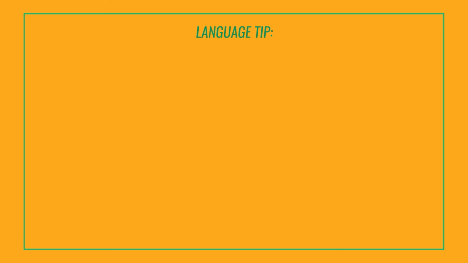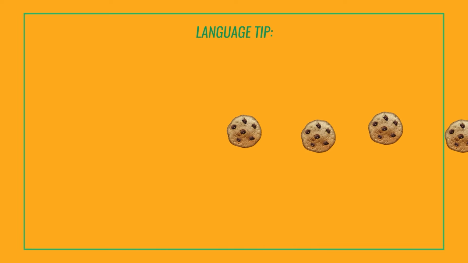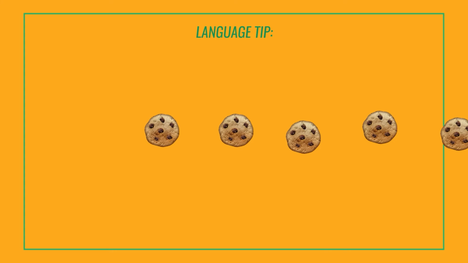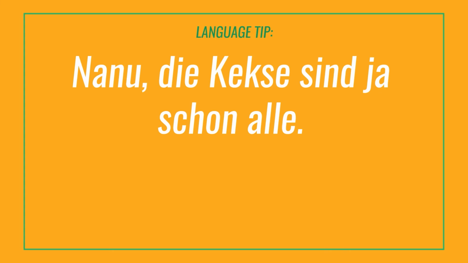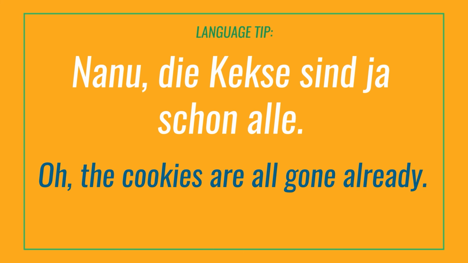Let's do one last example. Imagine you're feeling hungry and you remember there are some cookies in the kitchen. However, when you open the jar, there are none left. You might say, Nanu, die Kekse sind ja schon alle, meaning, oh, the cookies are all gone already. In this case, ja adds an element of surprise.